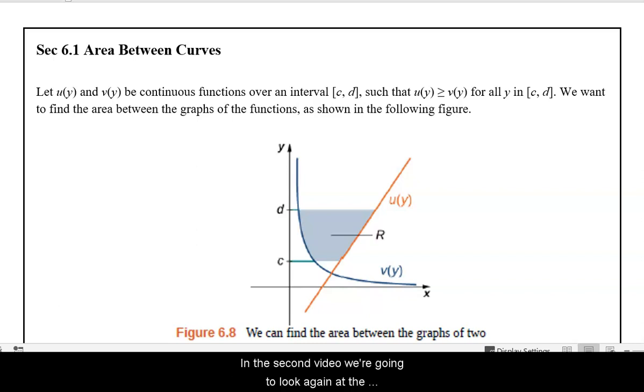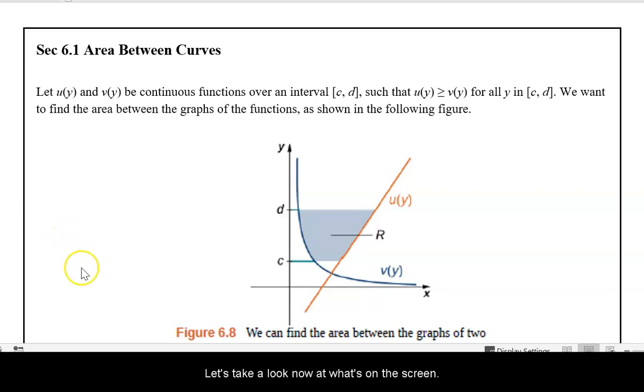In the first video, we looked at the area between curves when integrating with respect to x. In the second video, we're going to look again at the area between two curves, but in this case, we're going to integrate with respect to the variable y. Let's take a look now at what's on the screen.